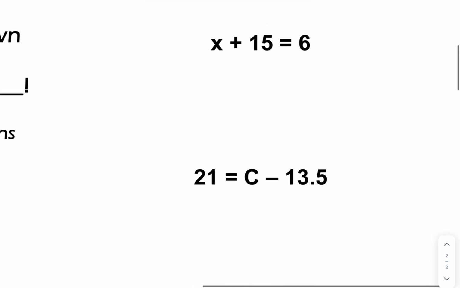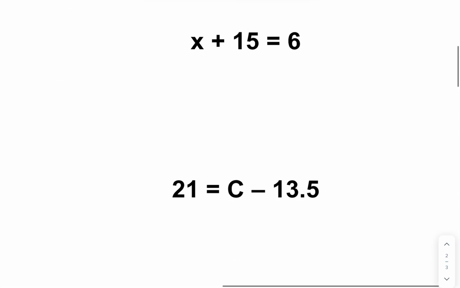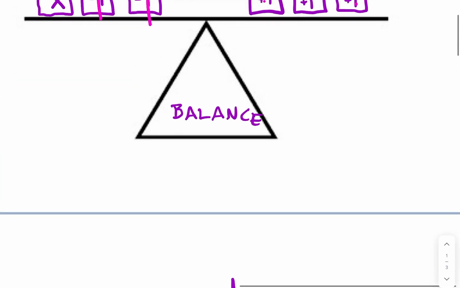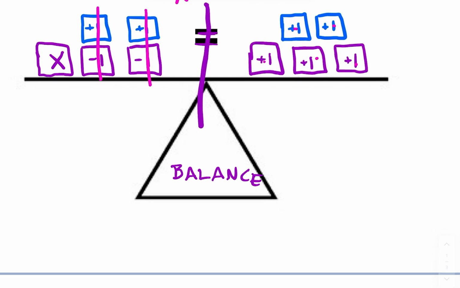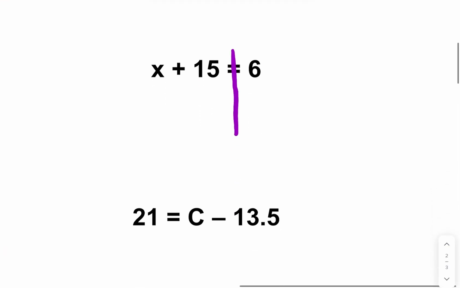All right, so let's solve some problems without a picture this time. So we have x plus 15 equals 6. Some of you might be able to say, okay, what is x already? But if not, we're going to solve. So the first thing we're going to do is separate down the equal sign. That's kind of like the balance. That's our separation. What do I want to get by itself? I want to solve for x.